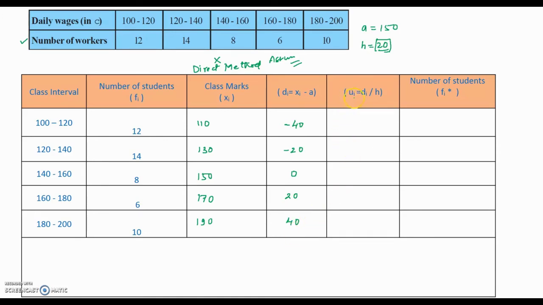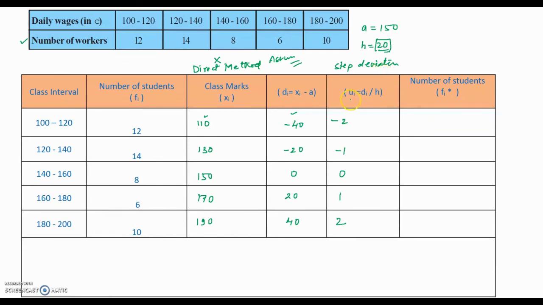Okay, so let us find out ui. ui will be di by h, so we'll divide by 20. When divided by 20, this number will give you minus 2. Minus 40 by 20 will give you minus 2. This will be minus 1, this will be 0, this will be 1, this will be 2. So you see the numbers have come down from 110 to minus 40 to minus 2. Okay, so we will use the step deviation method for lesser calculation.